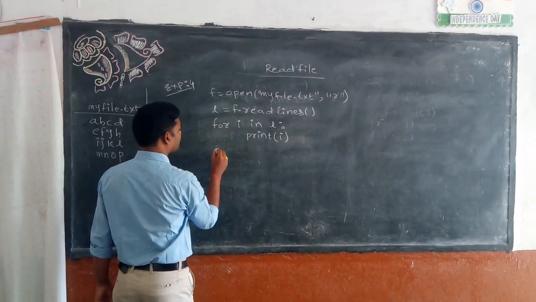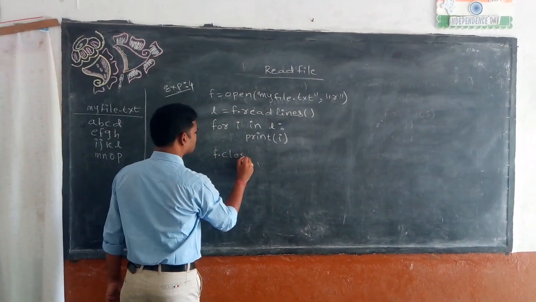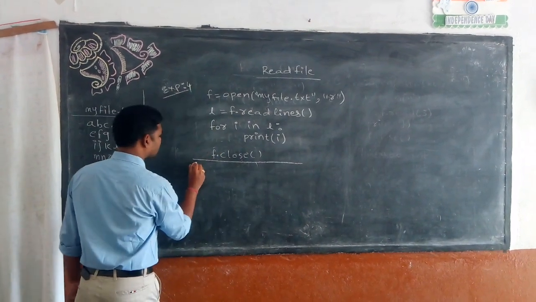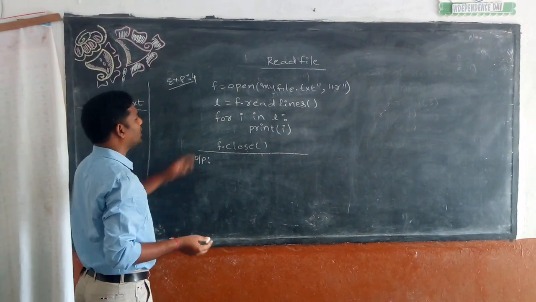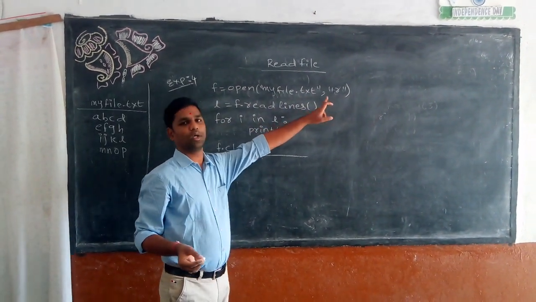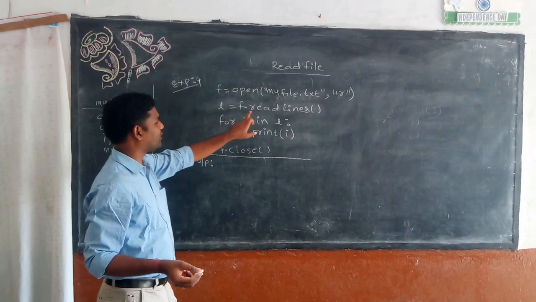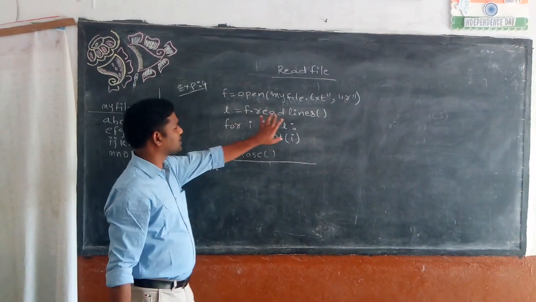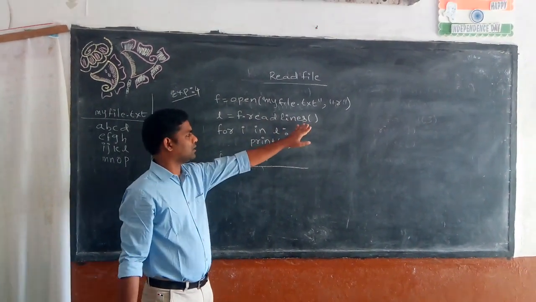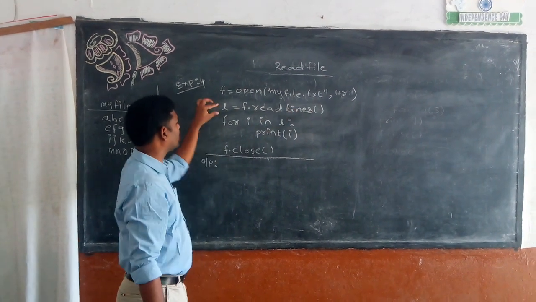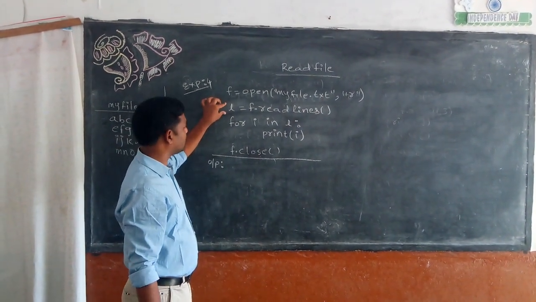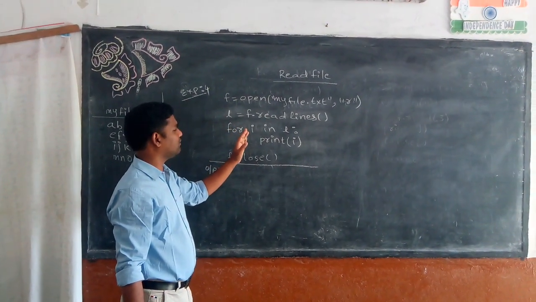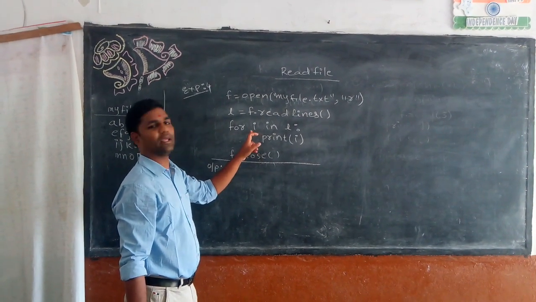After completion of the loop, I say F dot close. Now when I execute this code, what will happen? First, at line number 1, it will open the file myfile.txt in read mode. At line number 2, it will execute the function readlines. There is no space, so it is combined as readlines, and the entire returned content of this function will be stored into the list called L. For this list, I need to use an iterator, a for loop: for I in L, to get each and every item.